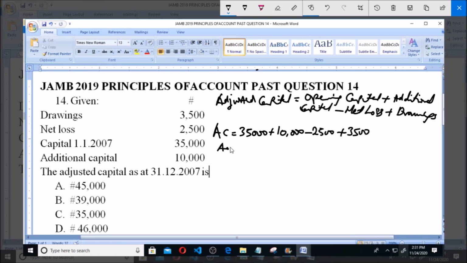So adjusted capital is therefore equal to 46,000 naira. So therefore option D, which is 46,000 naira, is the right option.